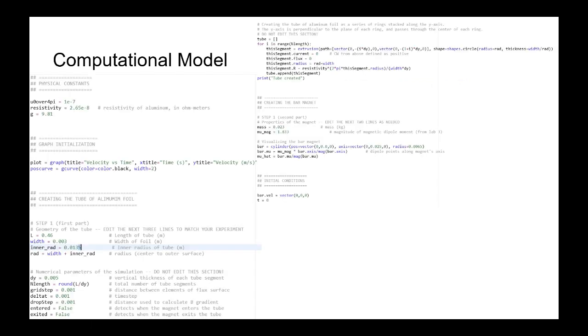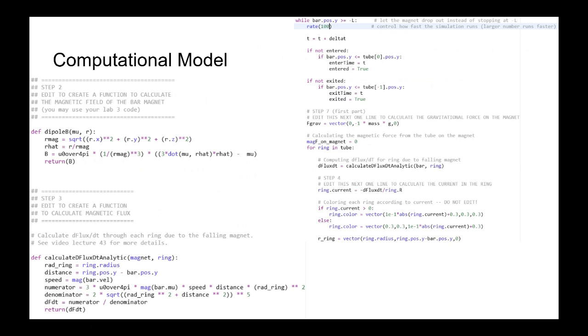So computationally, we created some constants. We then created both the tube and the bar magnet. And then we used a function to calculate the magnetic field of the bar magnet, as well as the time derivative of the flux, to ultimately get the time that it takes to pass through the tube.